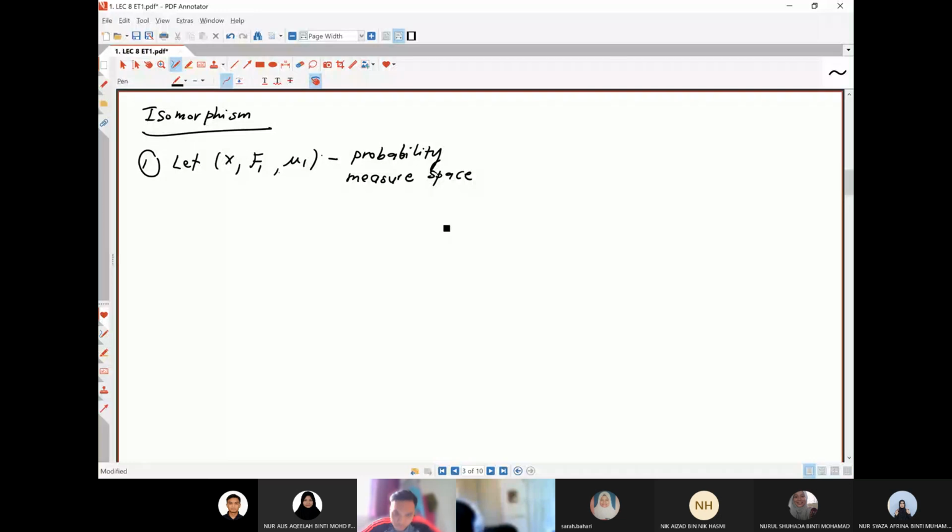Try pakai kabel ni jadi macam mana pula. Okay. Boleh nampak tak ni? Boleh? Okay. Isomorphism kan? Isomorphism.